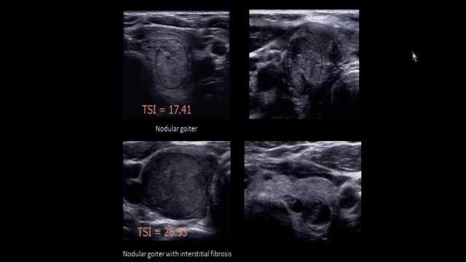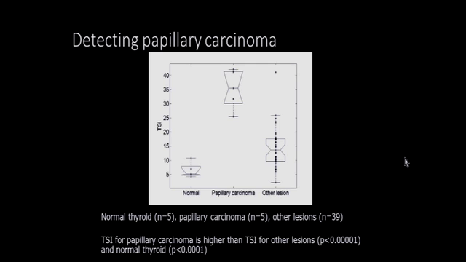This is a lesion which is more uniform, more isoechoic, with no cystic lesions in it or calcifications in it. The TSI is a little higher, 26.5. This was a nodular goiter with interstitial fibrosis. Lesion with microcalcifications and hypoechoic appearance, solid. TSI of 31.4. This was papillary carcinoma. And then this was a hypoechoic nodule, but with a low TSI of 6.95, which was a colloid nodule.